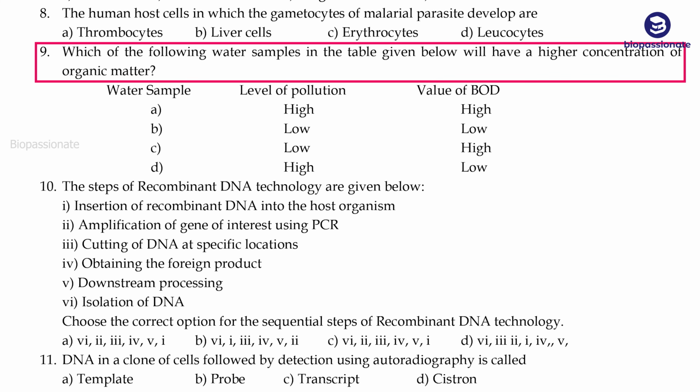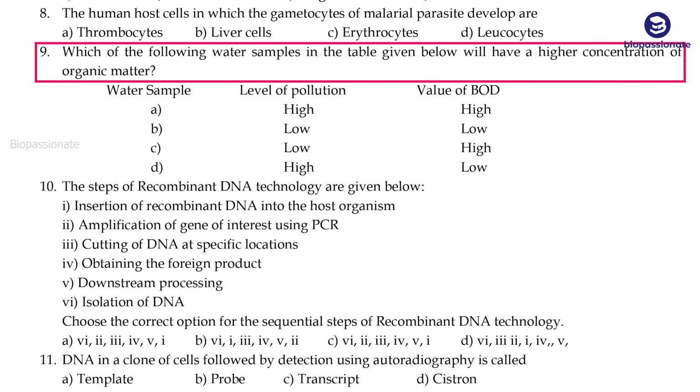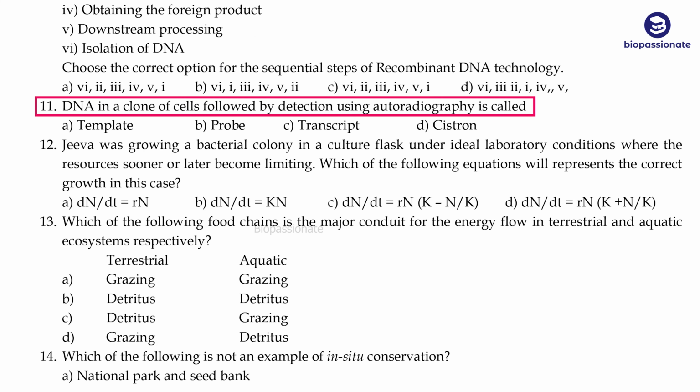9. Which of the following water samples in the table, given below, will have a higher concentration of organic matter? The answer is option A, high level of pollution, high value of BOD. 10. The steps of recombinant DNA technology are given below. The answer is option D.